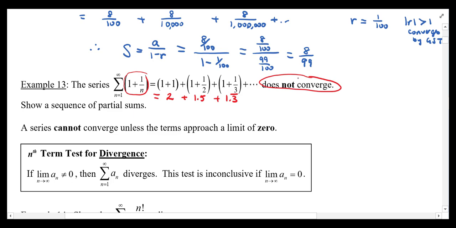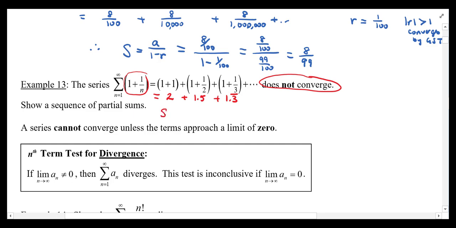First of all, this is not a geometric series because the common ratio is not always the same. So get that out of your head. Okay. The second thing here says, can you show the sequence of partial sums? So sure, I'll do that.